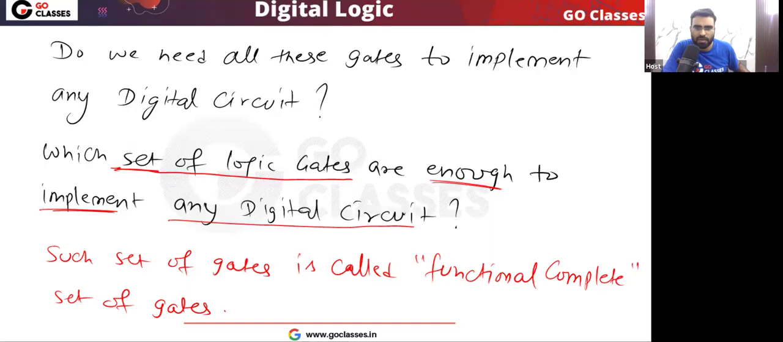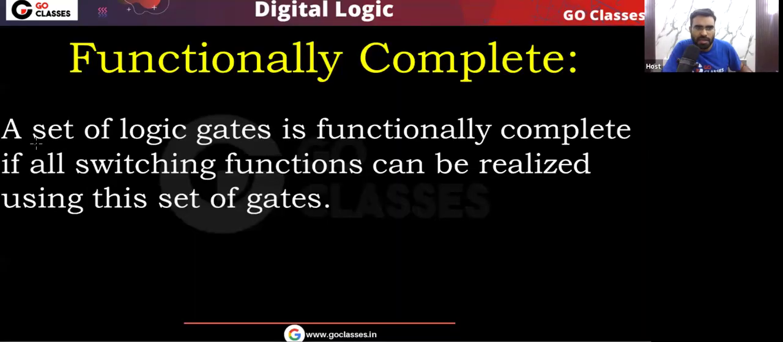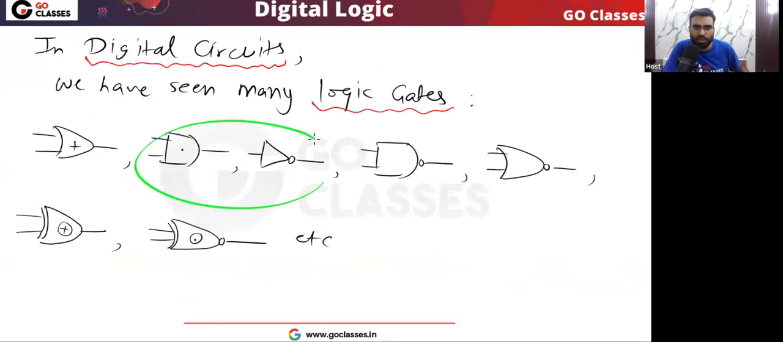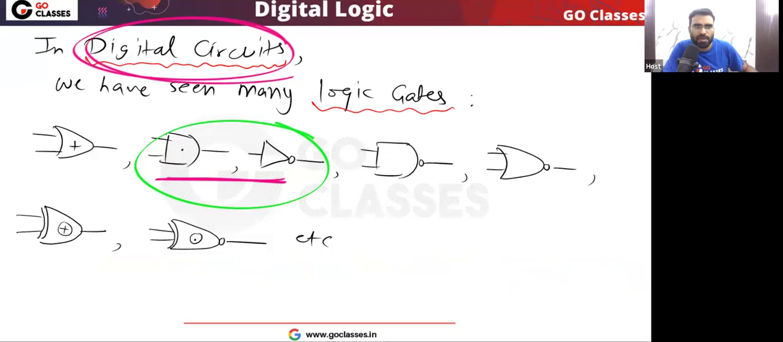Is this clear? Okay, so let's see. If you have a set of logical gates, a set of digital circuits, this set of logical gates will be functionally complete. We will call it functionally complete if every function can be realized using only these gates. For example, as I told you, these two gates, AND and NOT, are functionally complete. This means every digital circuit, any Boolean function, you can implement using these two gates.